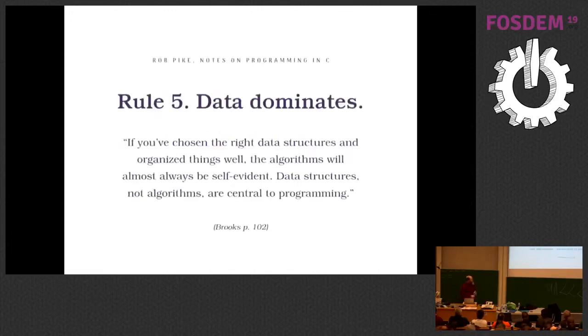This quote is from Rob Pike, from a book issued in the 70s, I believe. It says that if you have chosen the right data structures and organized things well, the algorithms will almost always be self-evident. Data structures, not algorithms, are central to programming. It means that application developers writing code, if you're writing Python code, need to think about how you organize the data in your code, like in a class, in a structure, in a named tuple, in something else, and how you pass data along. That's the most important thing.